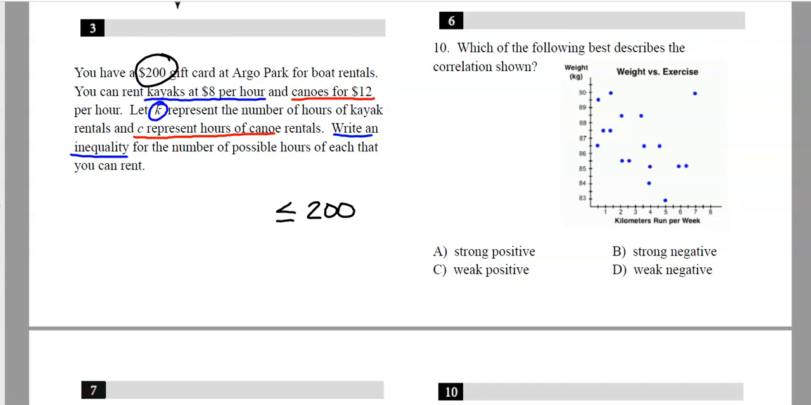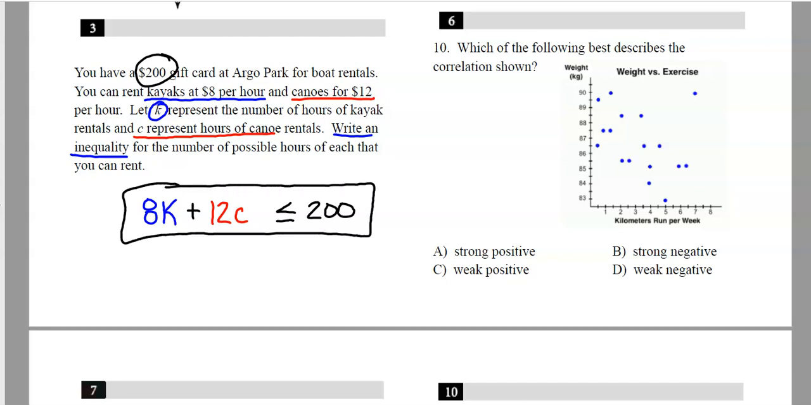And then I need to write an inequality that's going to figure out the hours. Well, I just got to kind of set that up. So it's $8 per hour times every kayak. And then I'm going to add the price of $12 per hour times every canoe. And that needs to stay at less than or equal to $200. So this would give me all the possible combinations that would work to keep me under $200.